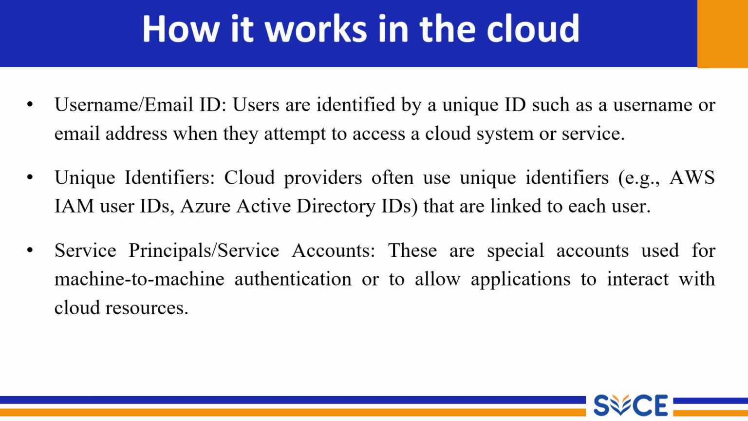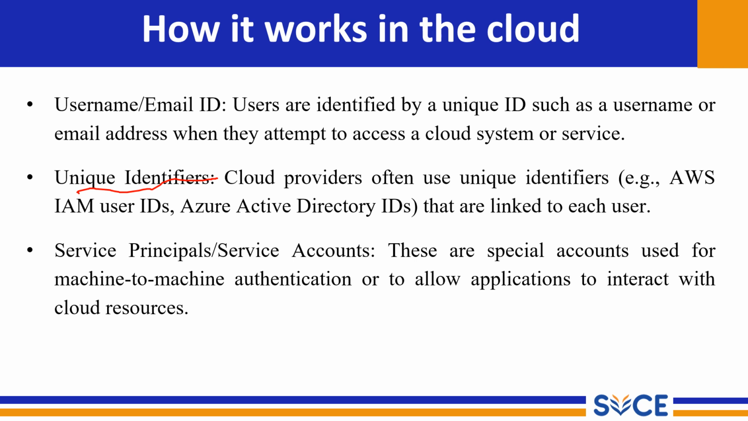So user identification, how would this work? Let's see. If you're going for the username and email ID, users are identified by a unique ID, such as a username or email address, when they attempt to access a cloud system or a service. And next is that unique identifier. Cloud providers often use some unique identifier, for example AWS IAM user ID or Azure Active Directory ID, something like that, that are linked to each other.